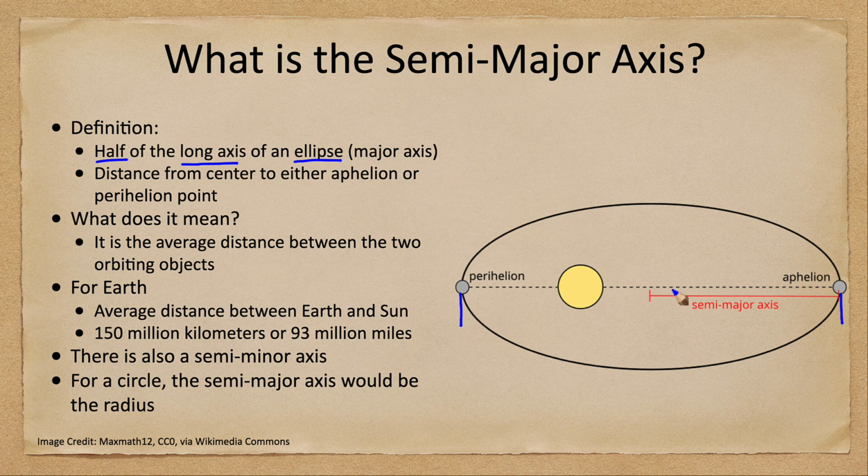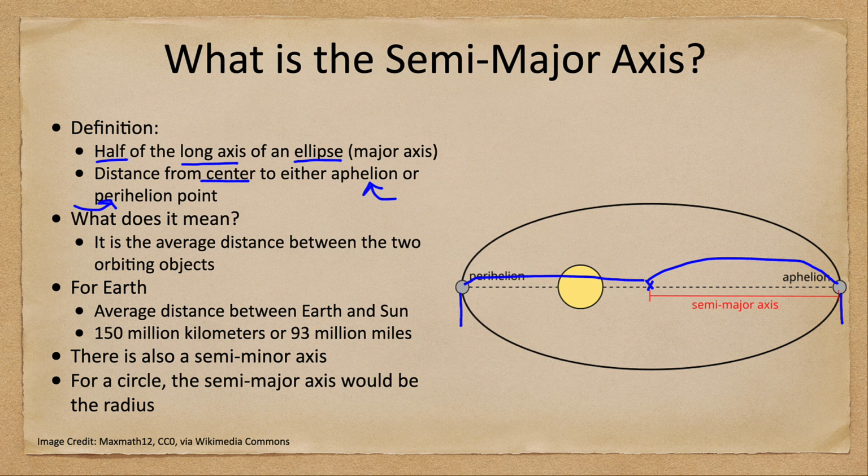The semi-major axis would be half of that, or the distance from the center to either the aphelion or perihelion point. It doesn't matter because the distance is the same. This would be the center of the ellipse. And you could measure this as the semi-major axis, but it would be exactly the same as this side because it is just half of that major axis.